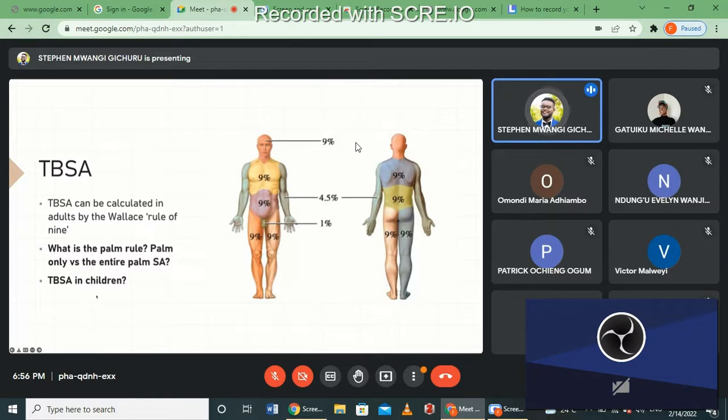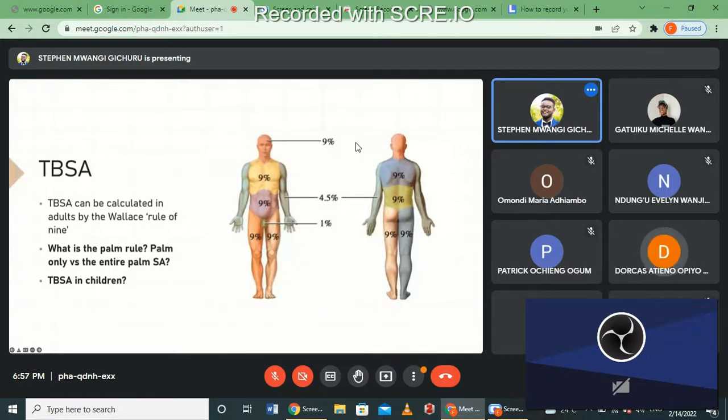I don't know whether your lecturers have told you, but that's the one that most people are tending to now shift towards. But then the rule of nines is easier to remember. Does anyone know what the palm rule is? Dorcas Atieno, what is the palm rule?